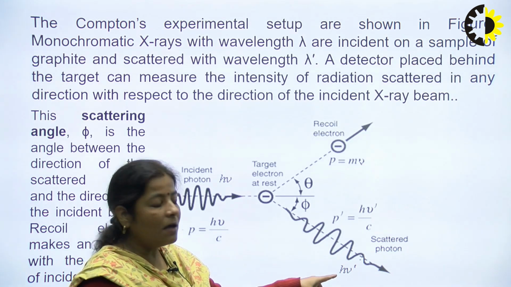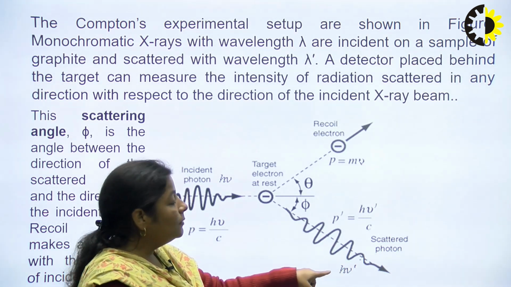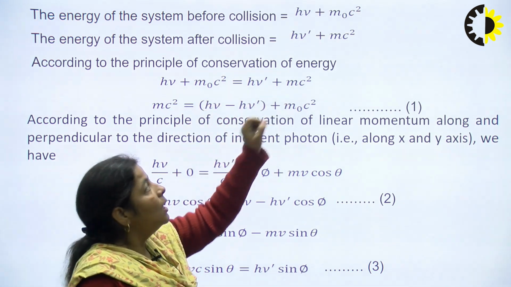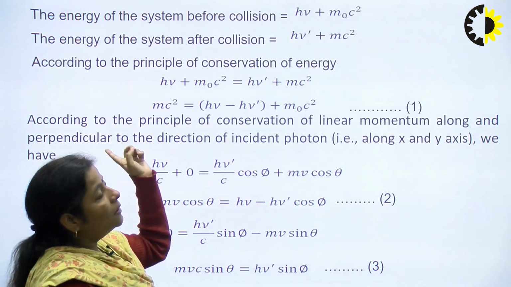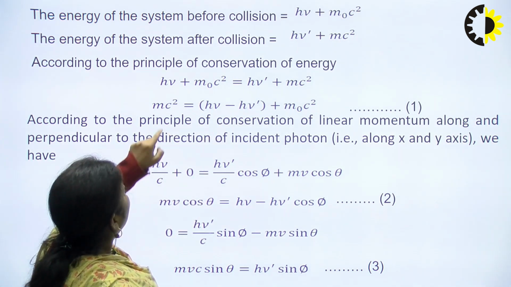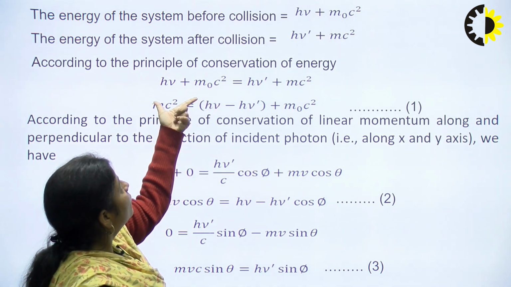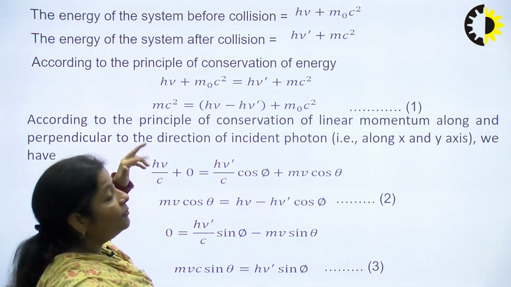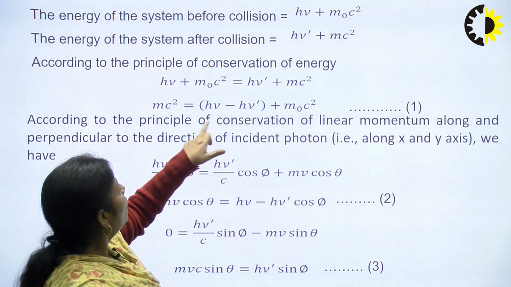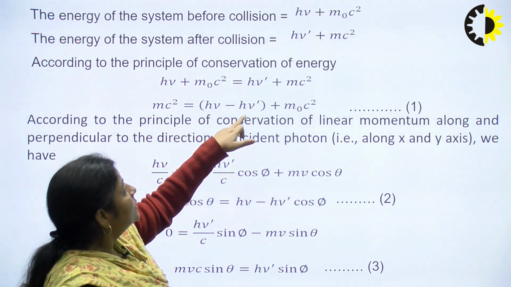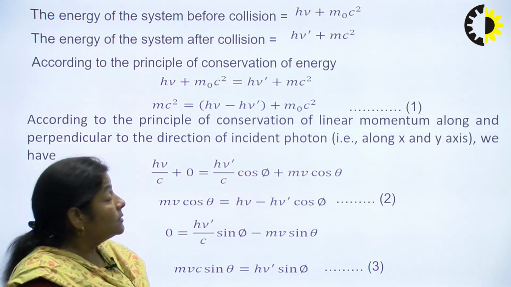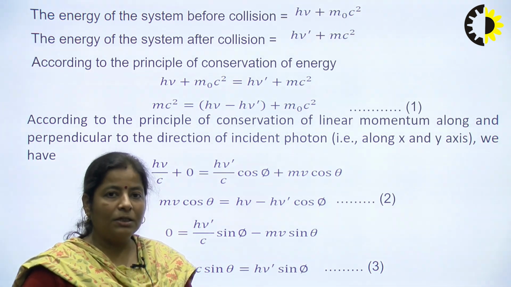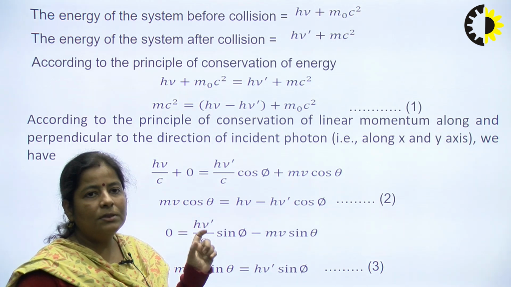And the next energy after collision comes from the scattered photon, that will be h nu dash. So, this way the energy after collision can be written as h nu dash plus mc square. Then we apply the law of conservation of energy, and we write h nu plus m naught c square, which is the energy before collision, equals the energy after collision. So, this expression is obtained. If we further simplify it, we can have equation 1: mc square is equal to h nu minus h nu dash plus m naught c square. This much we can get if we apply the conservation of energy to the Compton effect.